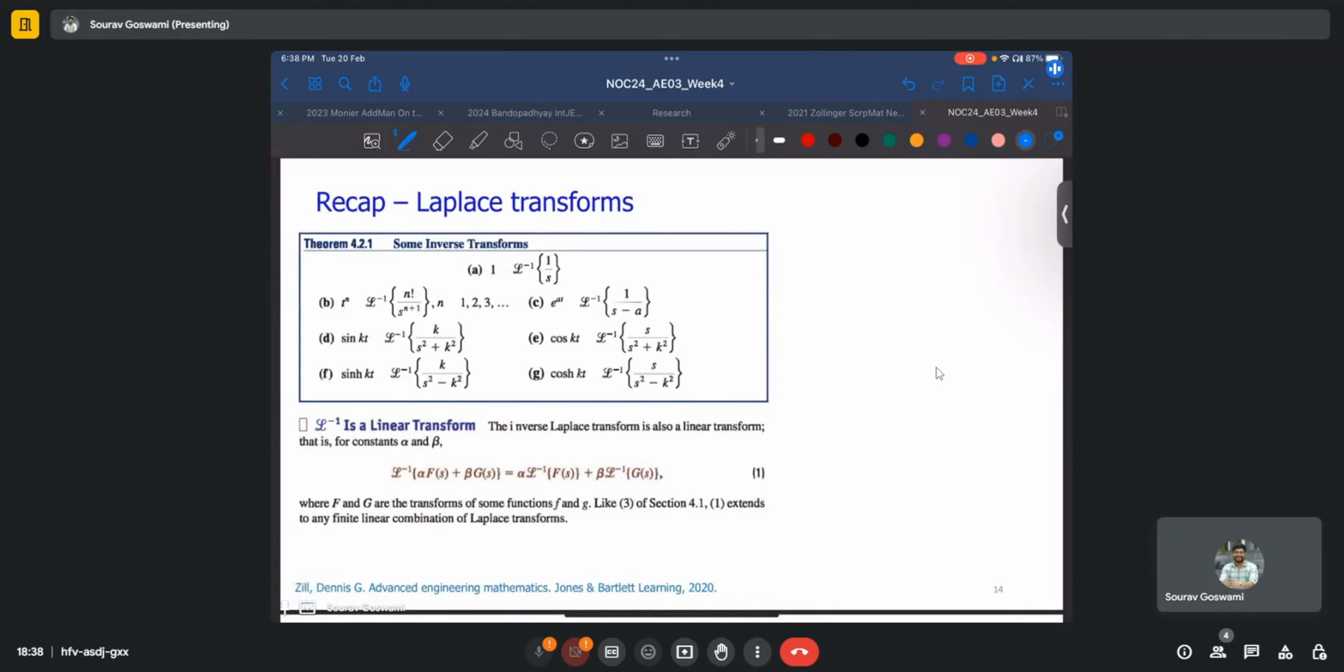Now we have a transform, so we'll also have its inverse in most cases, and I have compiled here some routine formulas used for calculating the inverse transforms. So you'll find that earlier we had L of 1 equals 1 by s. We just took it to the other side and put an inverse sign. But it helps to remember these things. So the Laplace transform inverse of 1 by s is 1. For n factorial by s power n plus 1, it is simply t power n, and so on and so forth.